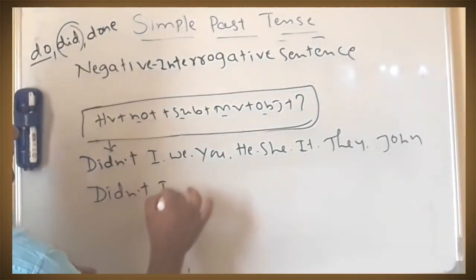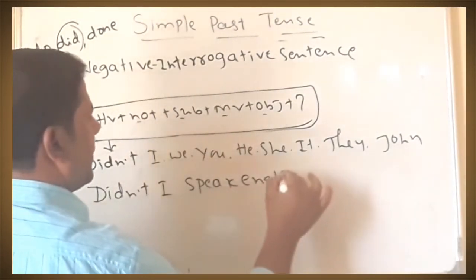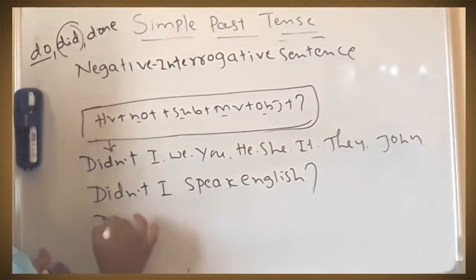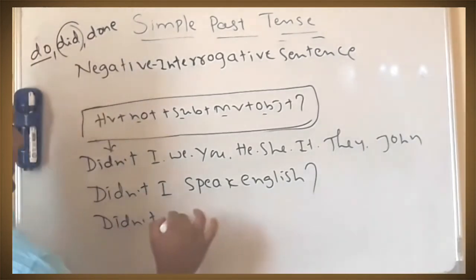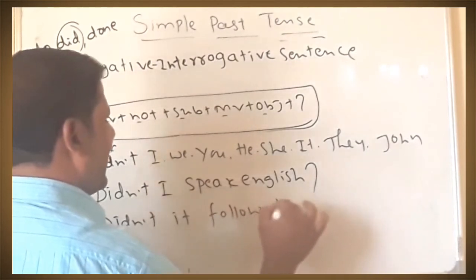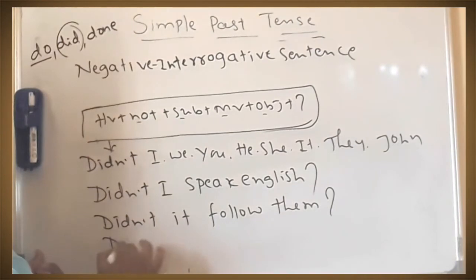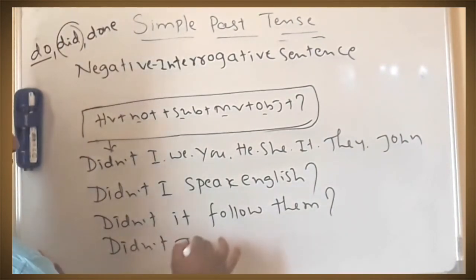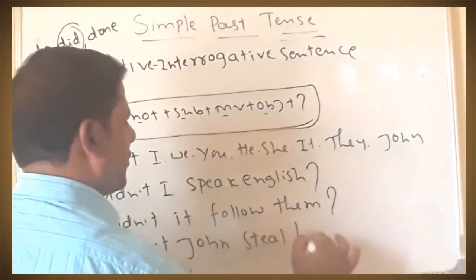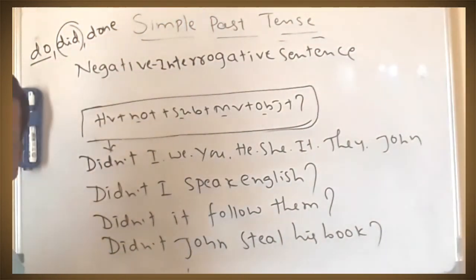So now let's write a sentence. Didn't I speak English? Didn't I speak English? Didn't it follow them? Question mark. Didn't John steal his book? Didn't John steal his book?